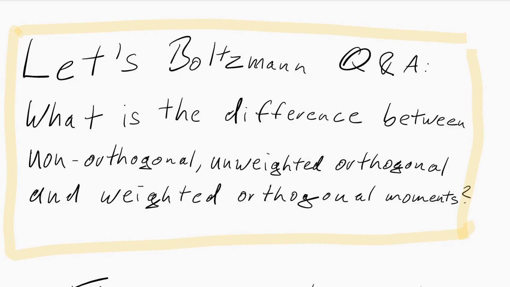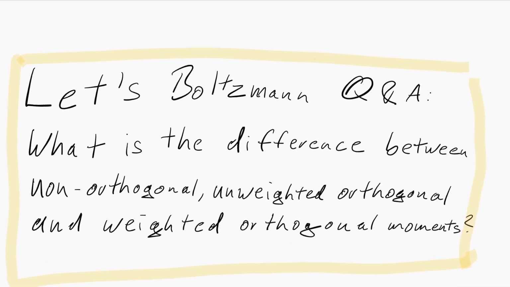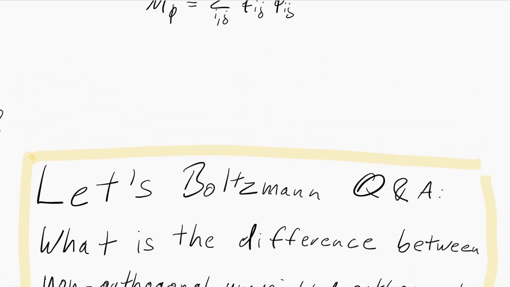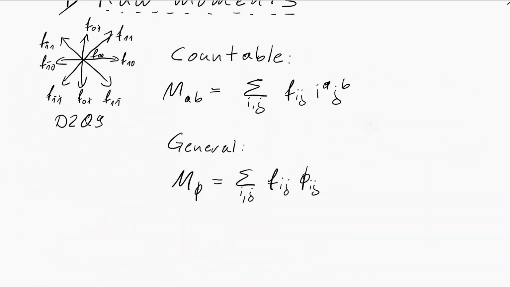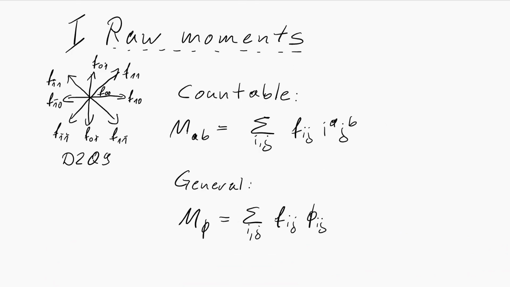Let's do a Boltzmann Q&A. What is the difference between non-orthogonal, weighted orthogonal, and unweighted orthogonal moments? Of course, this question is important for lattice Boltzmann methods with multiple relaxation times. And it is a question that I would say 99% of everybody who believes they are at the leading edge of lattice Boltzmann modeling in the world do not understand.